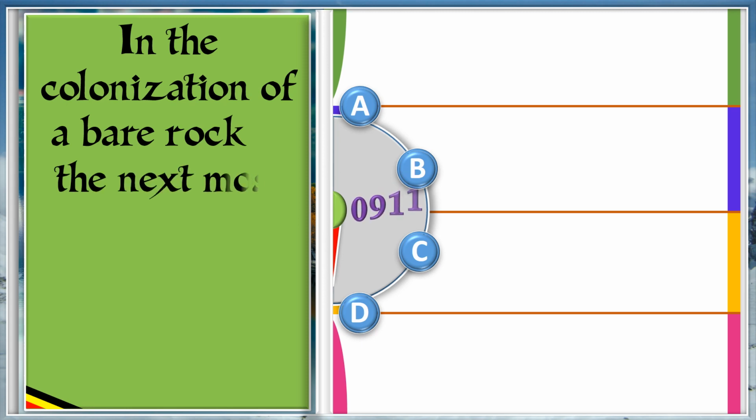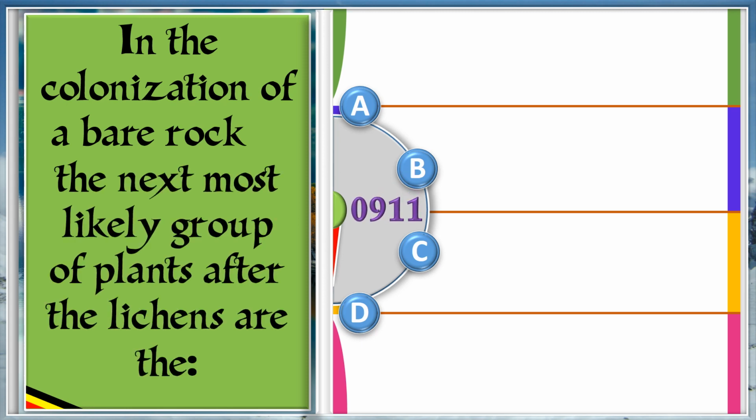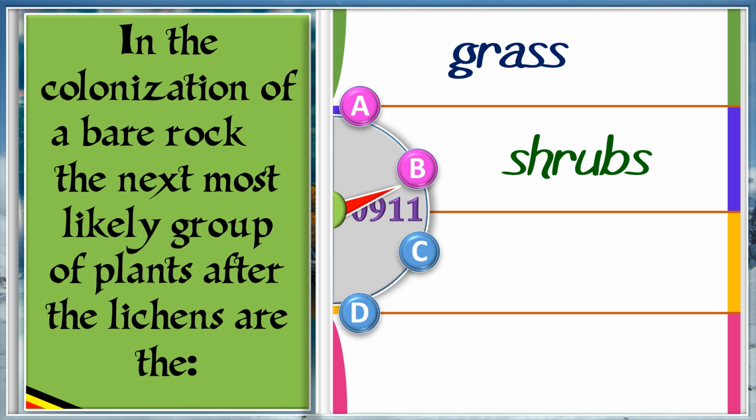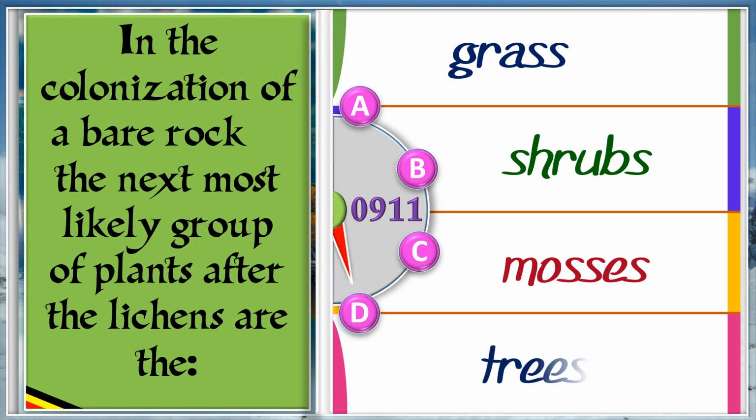In the colonization of a bare rock, the next most likely group of plants after the lichens are the A. Grass. B. Shrubs. C. Mosses. D. Trees. And the answer is C. Mosses.